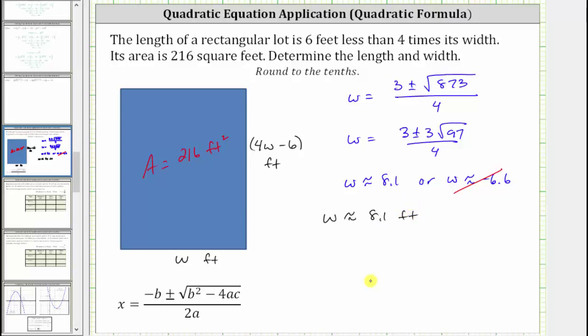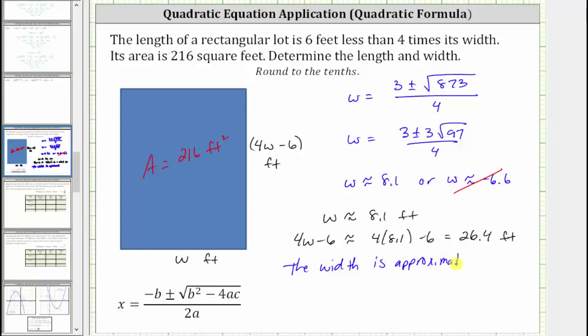Now to find the length, we need to determine the value of the expression 4w minus 6 when w is approximately 8.1, which gives us 4 times 8.1 minus 6, which is equal to 26.4. And of course, this is in feet. So now we know the width is approximately 8.1 feet, and the length is approximately 26.4 feet.